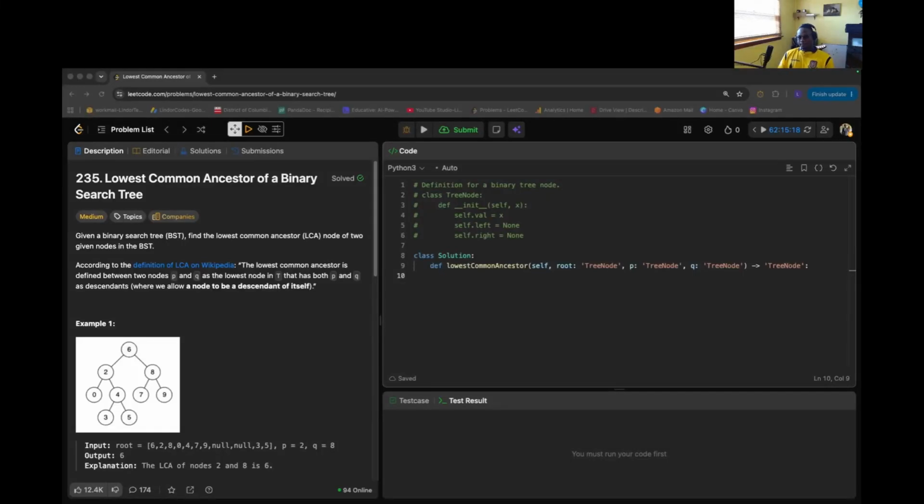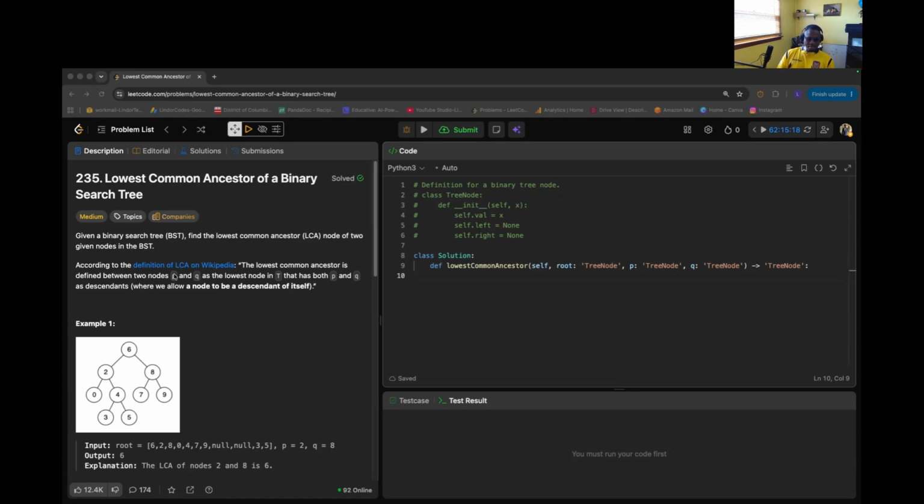Welcome back, everyone. Let's take care of LeetCode 235, lowest common ancestor of a binary search tree. So given a binary search tree, abbreviated as BST, find the lowest common ancestor, abbreviated as LCA, node of two given nodes in the binary search tree.